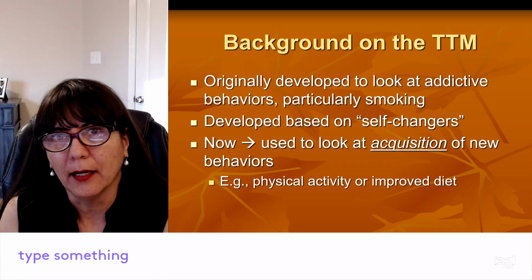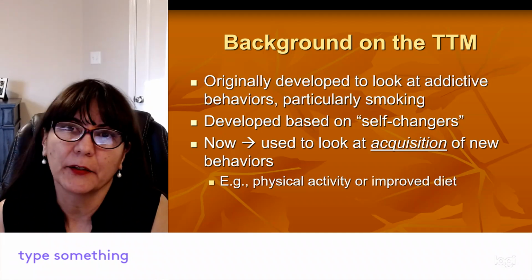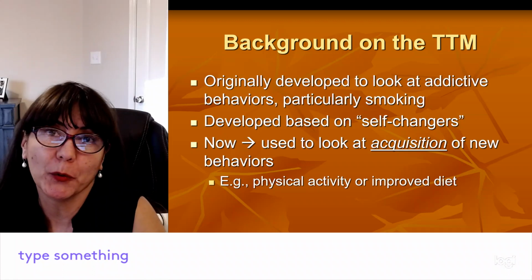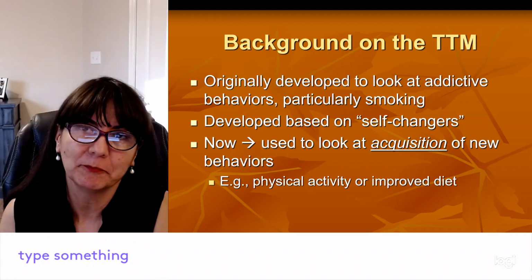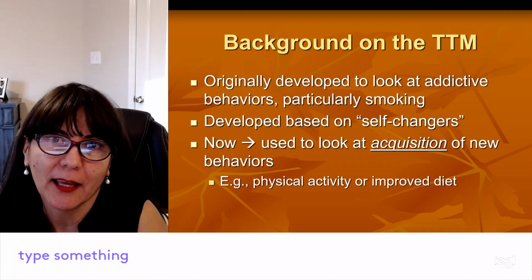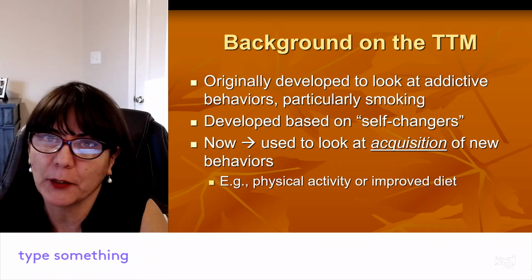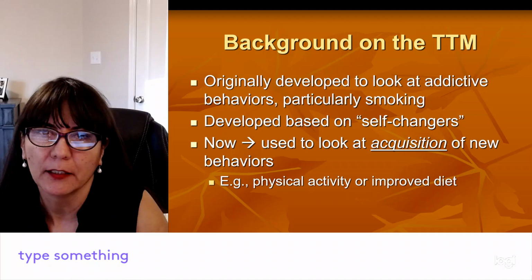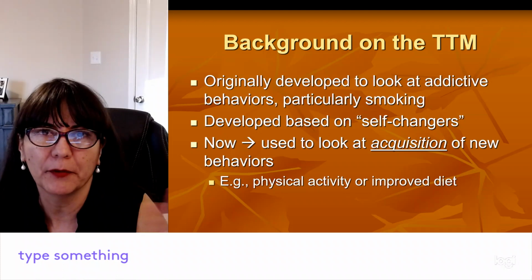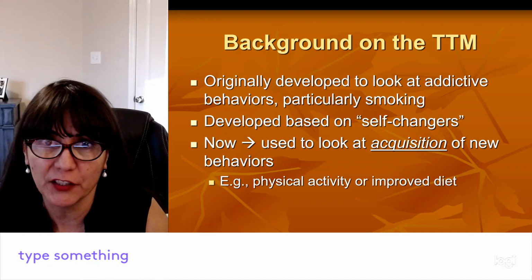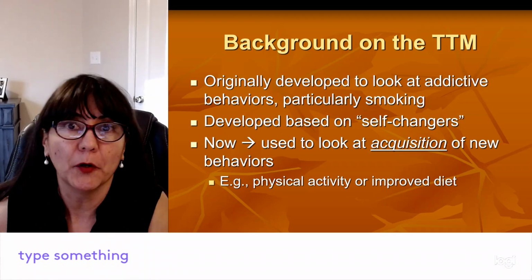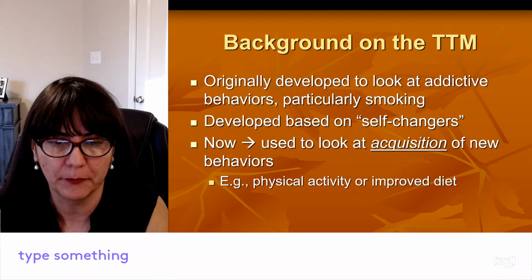So in more modern days, the theory is now being used to look at the acquisition of new healthy lifestyles. How do we promote physical activity with the transtheoretical model, or how do we improve diet? So now we're moving away from those risk behaviors like engaging in substance use, and moving toward promoting a healthy lifestyle.